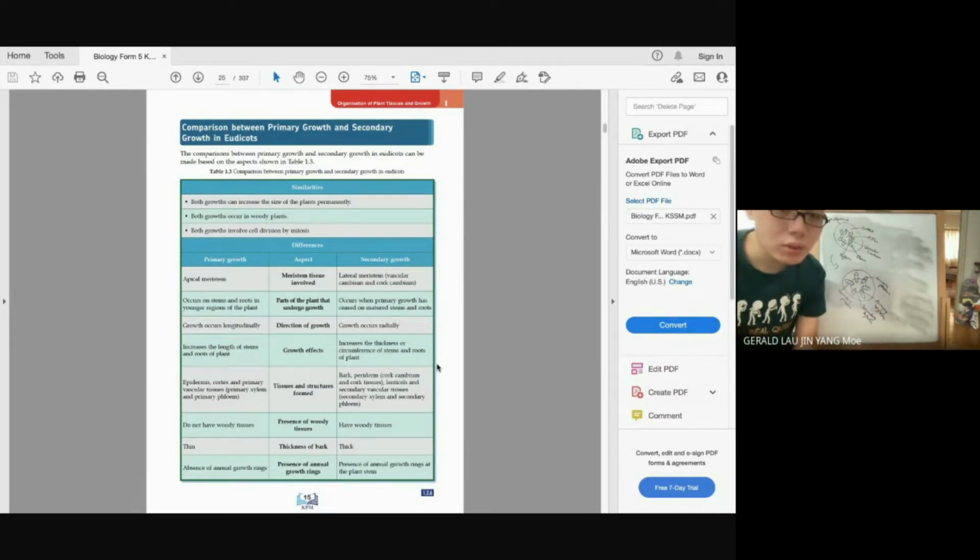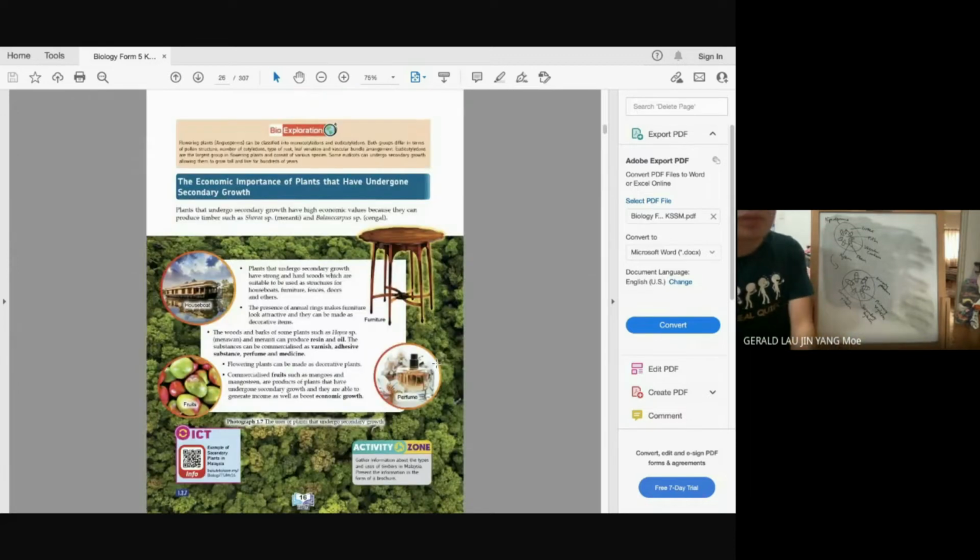There is an absence of annual growth rings because it's just growing up, so of course you don't have annual growth rings. But this one, because it evolved from the secondary, tertiary growth, that's why there will be annual growth rings for secondary growth. Okay, economic importance, you can read yourself.